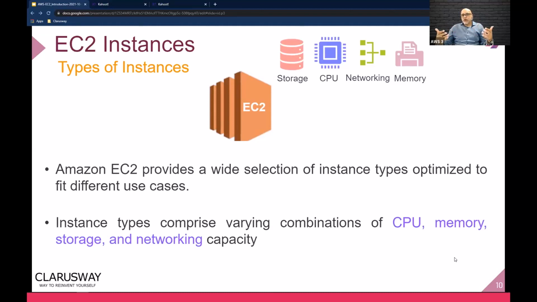Are you expecting to use a lot of storage? Or are you planning to use a lot of CPU? Is it something that requires a lot of network throughput, like are you sending large files, or is there a lot of bandwidth? Is it a memory intensive application? So these are the questions you can ask, and based on the answers, you can help decide what type of instance to use.